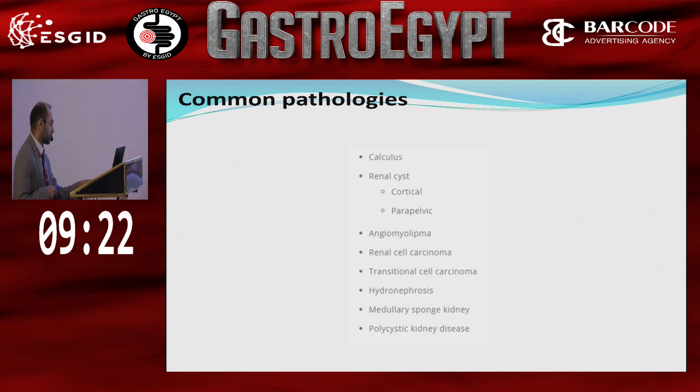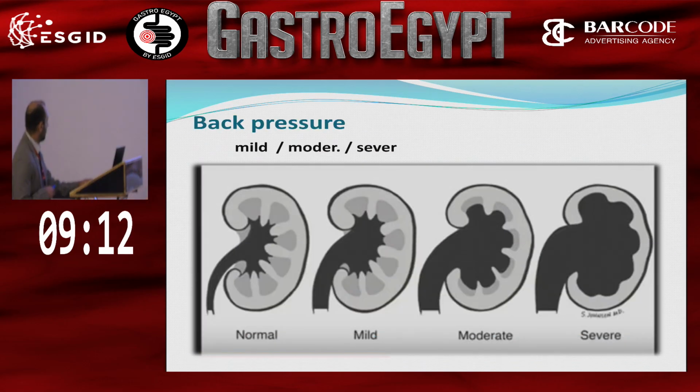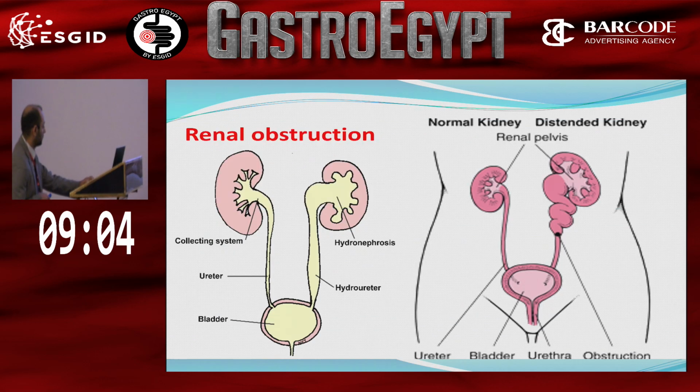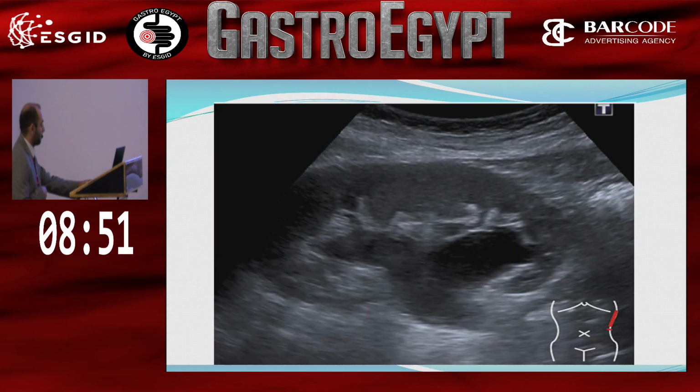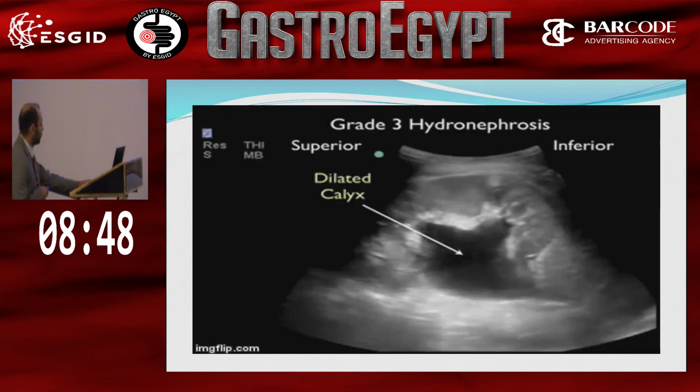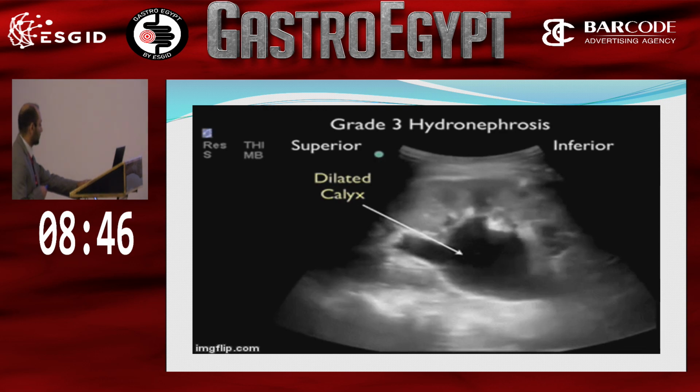Common pathologies, the most common being renal stones, calculus, renal cysts, angiomyolipoma, renal cell carcinoma, transitional cell carcinoma, hydronephrosis, and medullary sponge kidney. First, I will talk about back pressure. It may be mild, moderate, or severe. The obstruction may be at the pelvic junction, at the ureter, or at the lower prostate or something in the urinary bladder. This is the back pressure. This is dilated calyces.